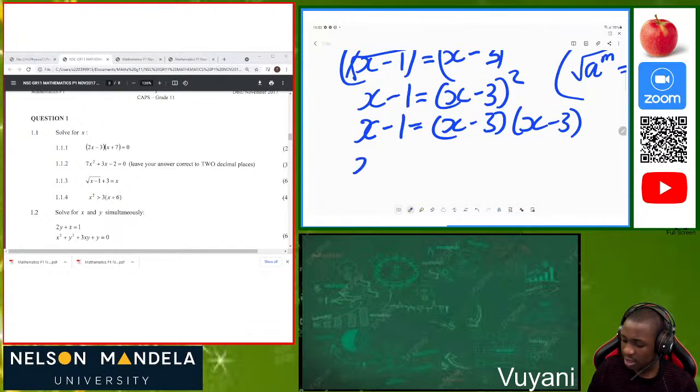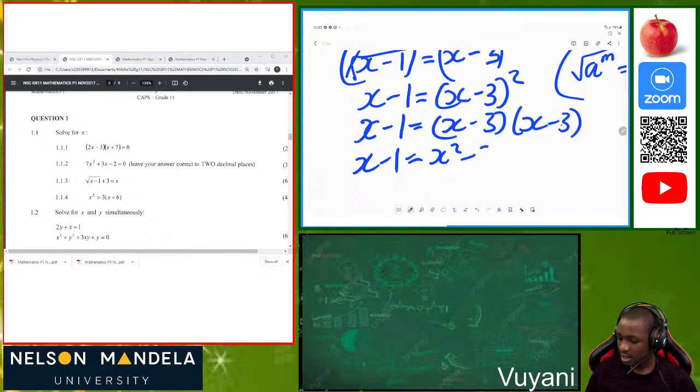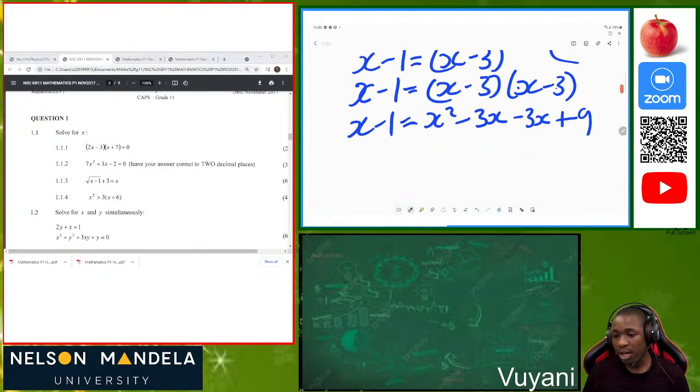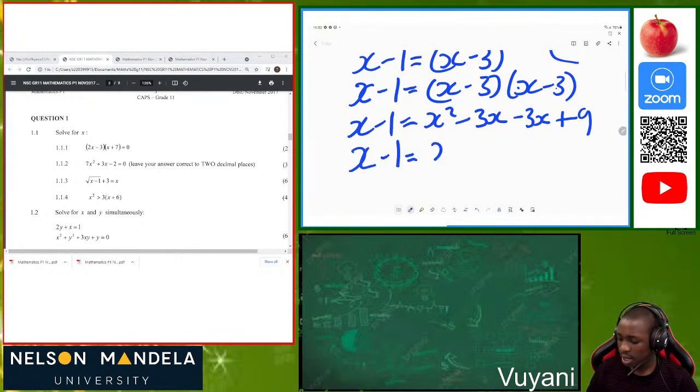Now, we know that x minus 1 is equal to, we're going to have x times x, which is x squared. Then x times negative 3 is negative 3x. Negative 3 multiplied by x is negative 3x. Negative 3 multiplied by negative 3 is positive 9. I know you know how to multiply two brackets, binomials. Now we're going to have x minus 1 equal to x squared. We know that these are like terms, so we're going to have negative 6x plus 9.